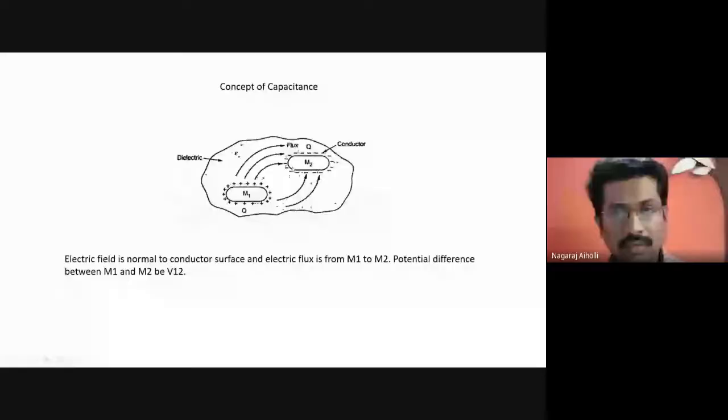When these two conductors are placed near each other and a voltage or electric field is applied, one conductor will get positive charge deposited and the other will get negative charge deposited, with the voltage applied in between. Therefore, here we see positive charge on M1 and negative charge on M2. The electric field is normal to the conductor surface and the electric flux is from M1 to M2. Let the potential difference between M1 and M2 be V12.